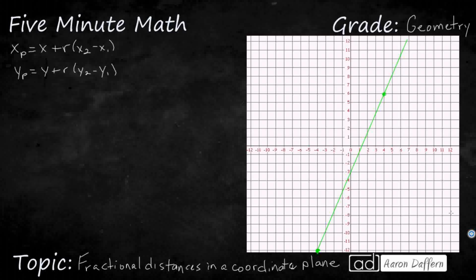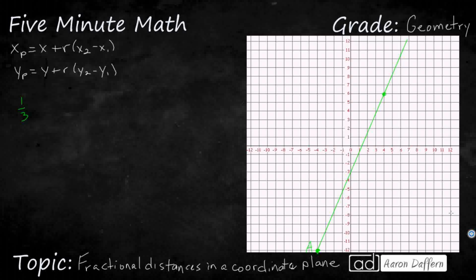Today we are looking at the geometric concept of fractional distances in a coordinate plane, and we'll do it in 5 minutes or less. So we've got 2 points and a line representing those 2 points here on this basic coordinate plane. And what we want to ask ourselves is, what can we do to find a spot that's, let's say, 1/3 of the distance from, let's label these points.